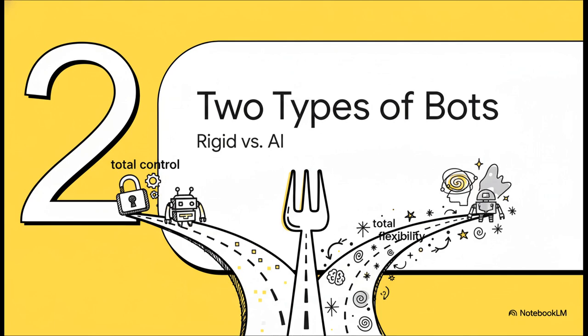Okay, so now we know what a bot is, but when you decide to build one, you immediately hit a fork in the road. You have to make a choice. And this choice is really between two totally different approaches. One gives you a rigid script, the other a flexible brain.